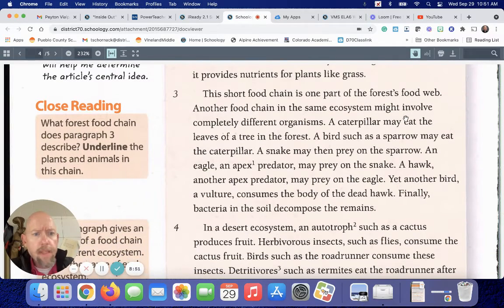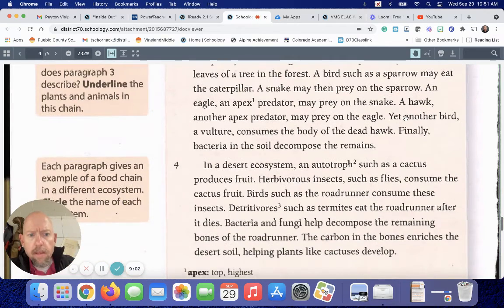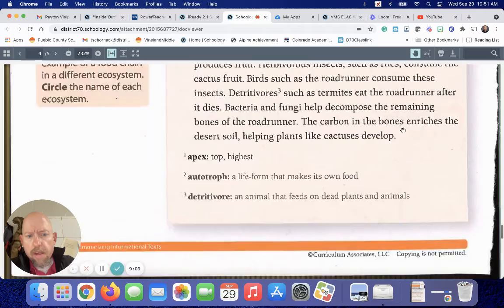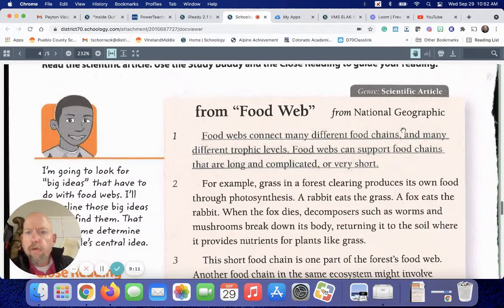Close reading: what food chain does paragraph 3 describe? Underline the plant and animals in that chain. Each paragraph gives an example of a food chain in a different ecosystem. Circle the name of each ecosystem. From "Food Web" from National Geographic.